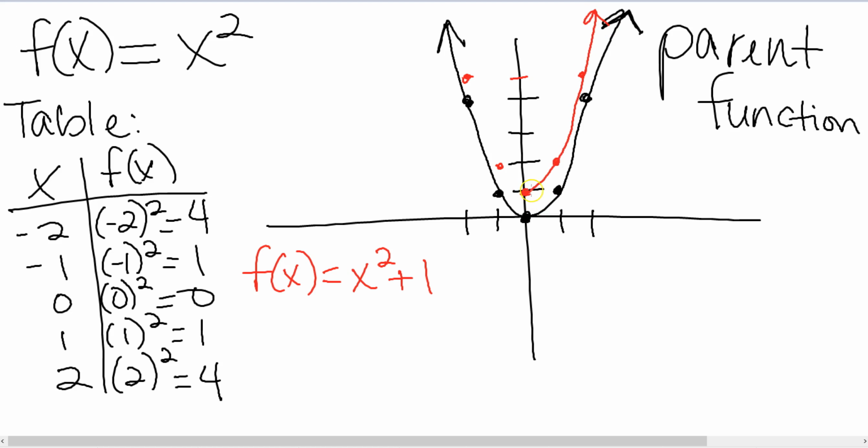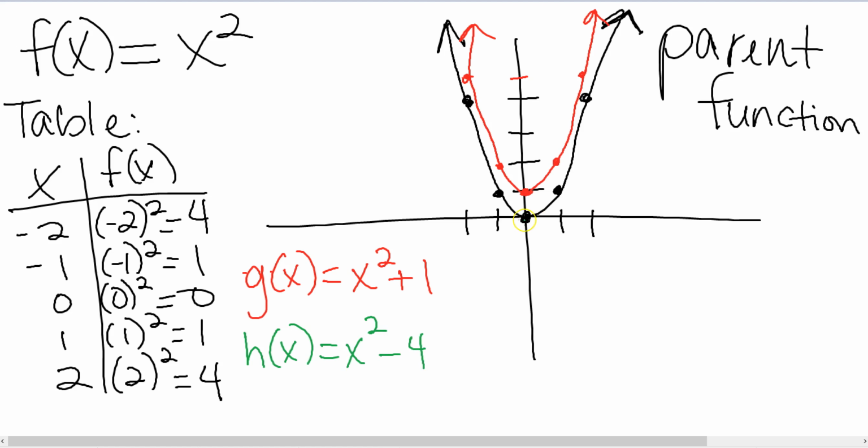So you would literally shift everything up 1. What if it was, I should have made that g of x, a different letter. G of x. Okay, what if we have h of x equals x squared minus 4?